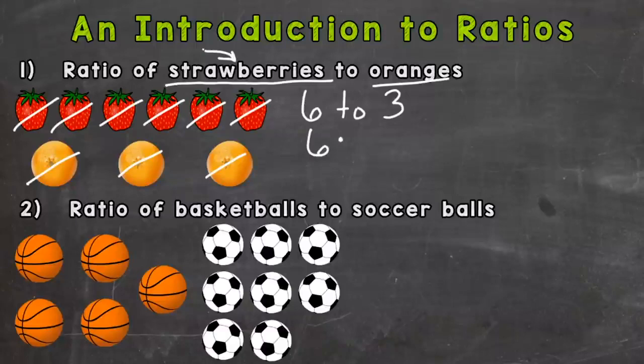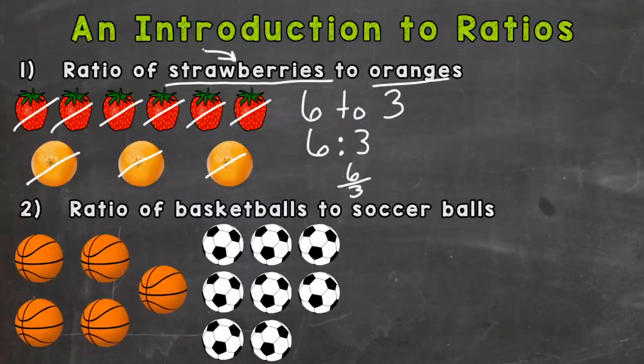So 6 to 3, or we can use a fraction. Whatever your numerator is, the top number, that's what comes first in your ratio. So 6 strawberries to 3 oranges. Now, just like fractions, when it comes to ratios, you want to simplify the ratio if it applies, and here it does. So we need to find the greatest common factor, or what can divide into both 6 and 3 to simplify here. And 3 is a common factor between 6 and 3, and it's the greatest common factor.